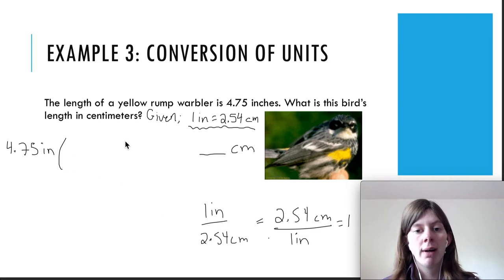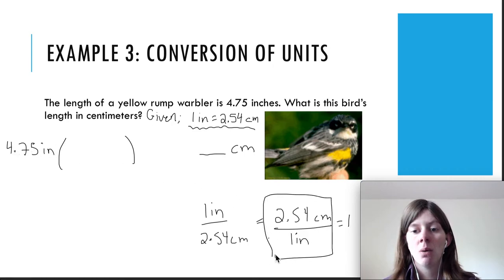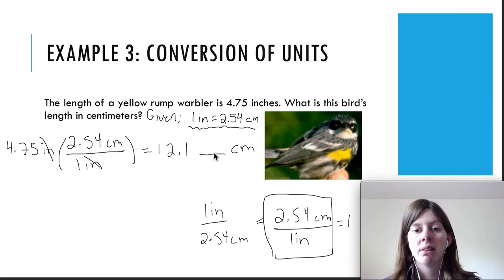You need to figure out which one to multiply by, and just choose the one so that your given units will cancel out. If we want the inches to cancel out, then we want to pick the second conversion factor here that has the inches on the bottom. So we're going to do 2.54 centimeters over 1 inch, and then the inches will cancel out. Then we just need to plug this into the calculator, 4.75 multiplied by 2.54, and we'll get 12.1. This is what I was going to write in the blank here. So 12.1 centimeters is the final answer.